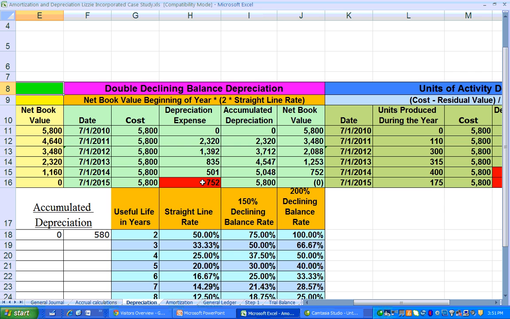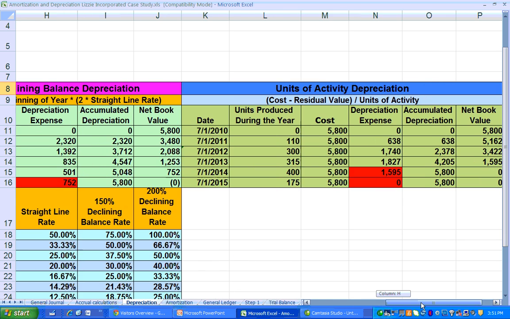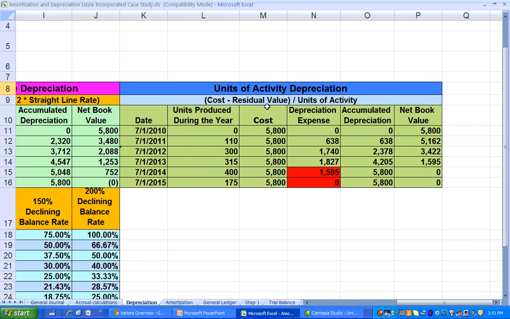This is almost precisely the same as straight line, except instead of dividing by years or time, months, we're going to divide by units of activity, which in this case we decided was going to be 1,000 units of something. And we're going to depreciate this item evenly over the 1,000 units. And you notice here units produced during the year. We actually produce more than 1,000 units with this item, but we stop depreciating. We get to 1,000 units in 2014 and we stop. Even though there's more units that are created in 2015 with this item, it's fully depreciated.